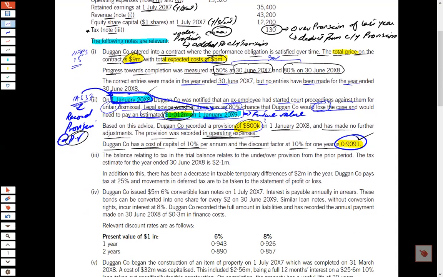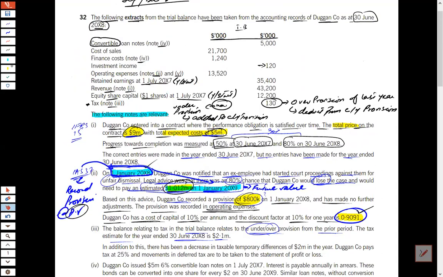the balance relating to tax in the trial balance relates to an under or over provision from the prior period. The tax estimate for the year ended is 2.1 million. By the way, the examiner has not mentioned whether it's over or under. He actually confused us in this thing; he's not making it clear whether it's over or under.